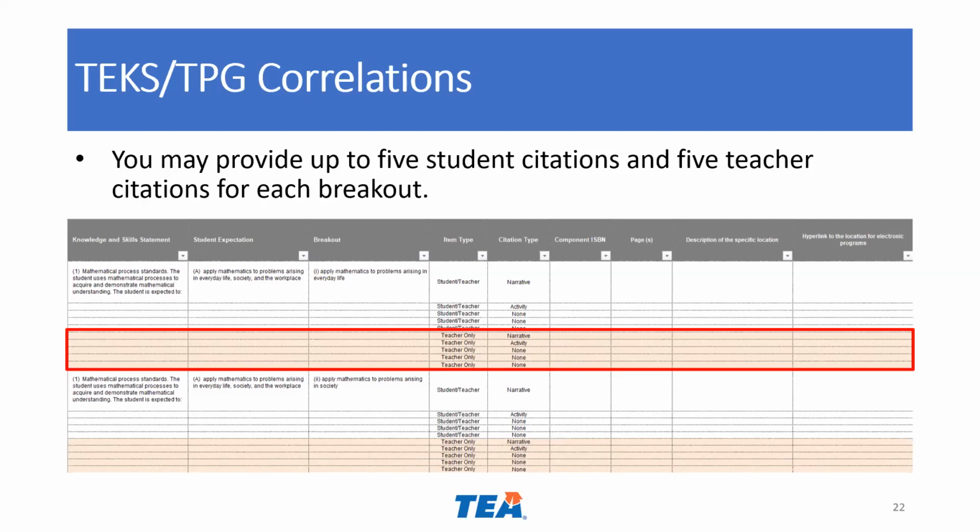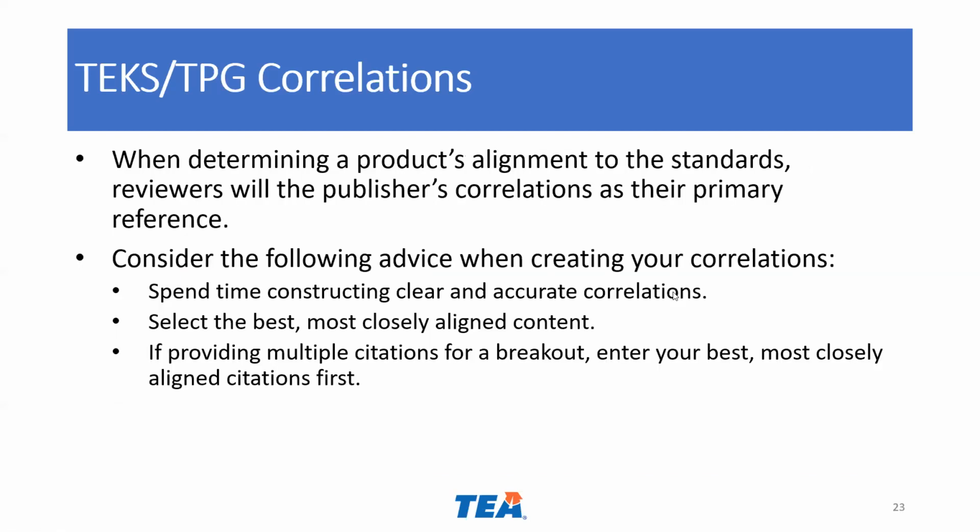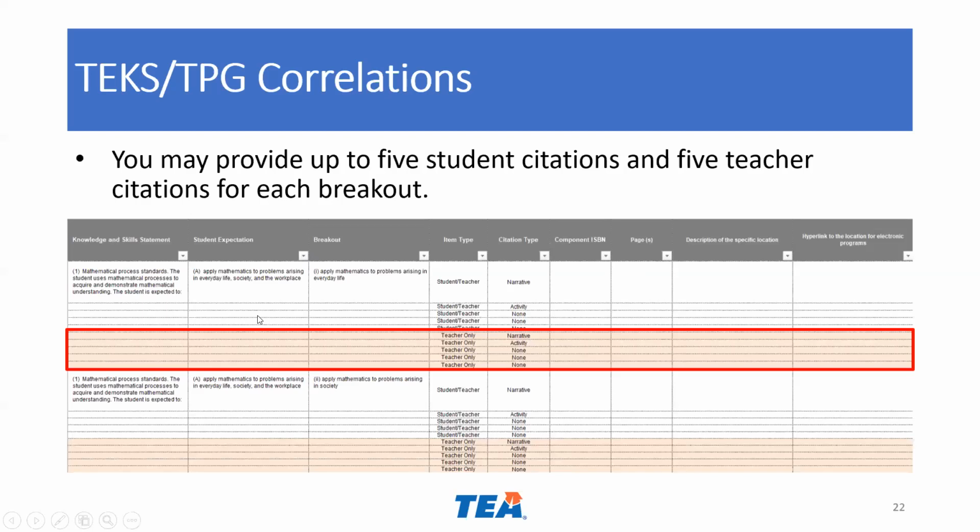How will we know which standards were deemed inappropriate for pre-K? The correlation document that you received already has that indicated. When you don't need to provide citations from your student material, those will have been grayed out. So you won't even be able to make entries in those white rows when that standard was determined inappropriate for inclusion in student materials.